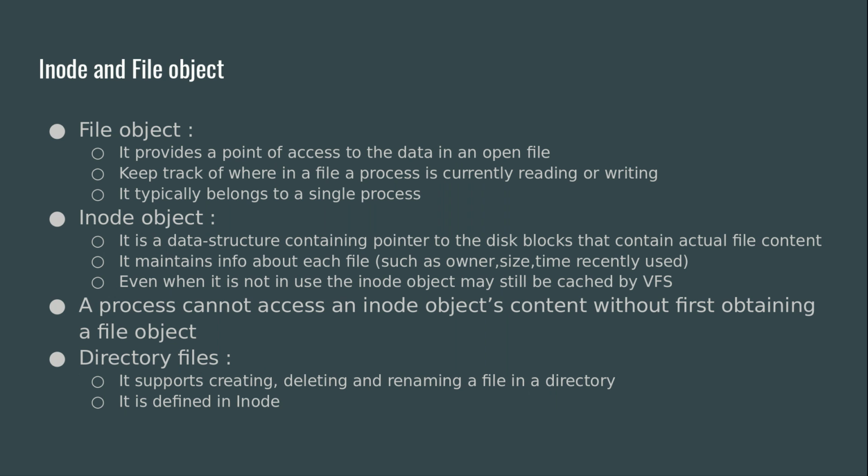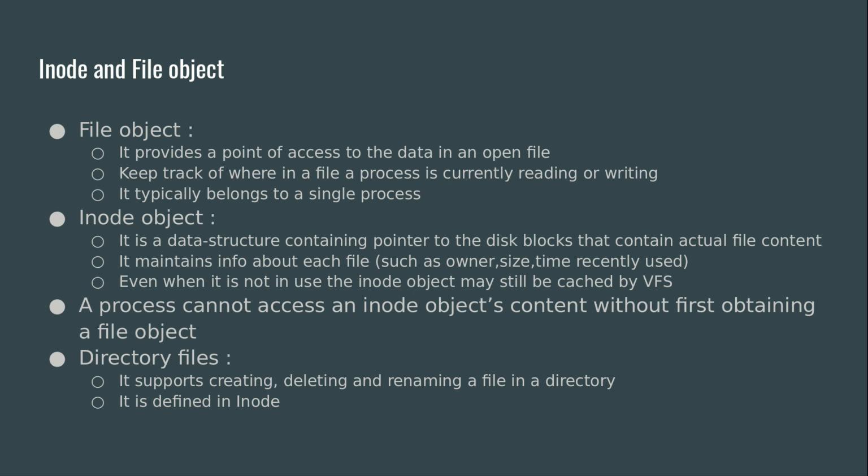Inode and file object. The file object provides a point of access to the data in an open file. It keeps track of where in a file a process is currently reading or writing, and it typically belongs to a single process. That is to say, one file object for every instance of an open file.